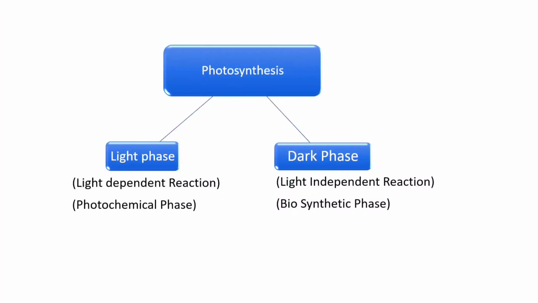Photosynthesis is completed in two phases. One is light phase and another is dark phase. Light phase is also called as light dependent reaction or photochemical reaction. Dark phase is also called as light independent reaction and biosynthetic phase.